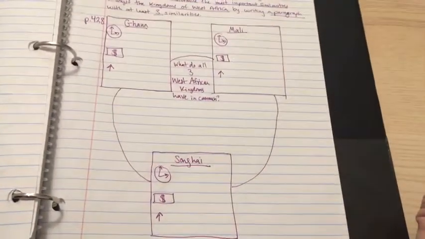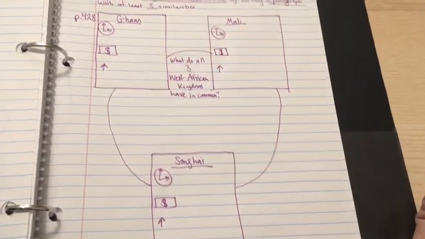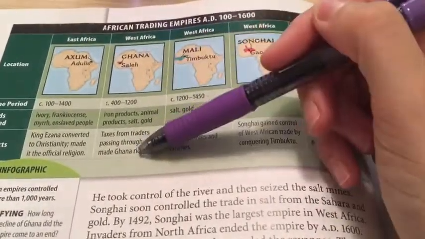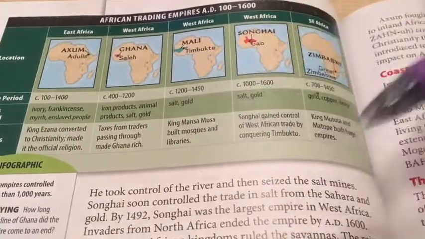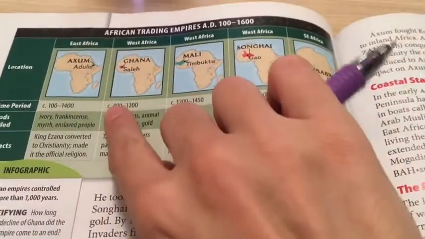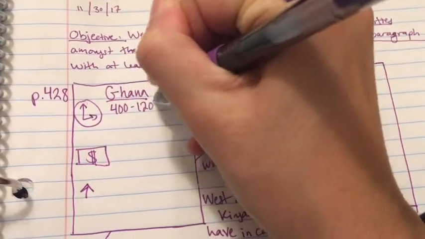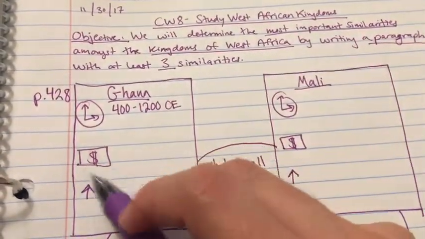And now that I have my study guide set up, I can go ahead and start to copy the most essential information from our chart. So if I start with Ghana, I'm going to model this one for you. The first thing I notice is the when, right? It's 400 to 1200, and this is CE. So I'm going to start by writing here 400 to 1200 CE.